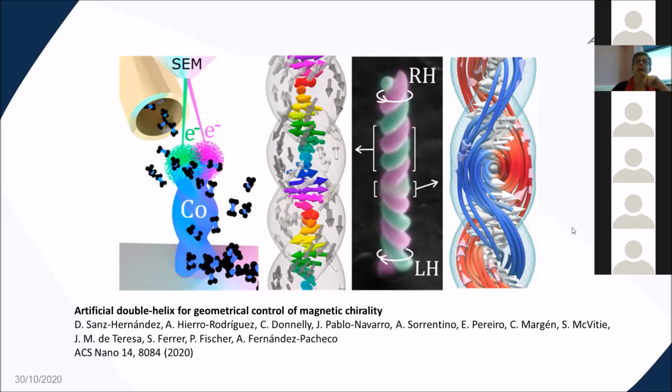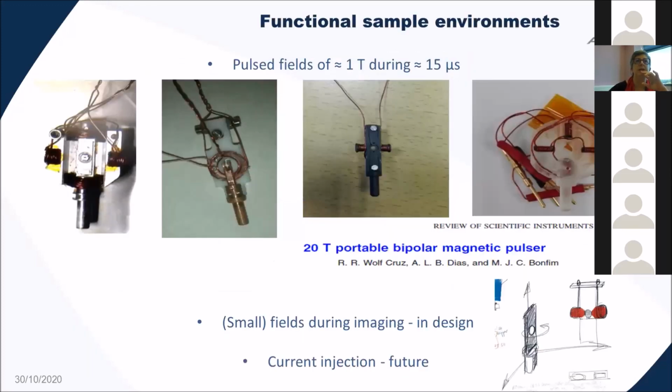And something that I like a lot about this publication is that, as you can see here, people who were pioneers in different synchrotrons of the world are collaborating. Now they are working together, like Claire Donnelly, Aurelio Hierro, Amalia Fernández Pacheco, Peter Fischer, Salvador Ferrer, Eva Pereira, Andrea Sorrentino. So this is really a community that is working quite strongly together. This is something also very nice of this field.